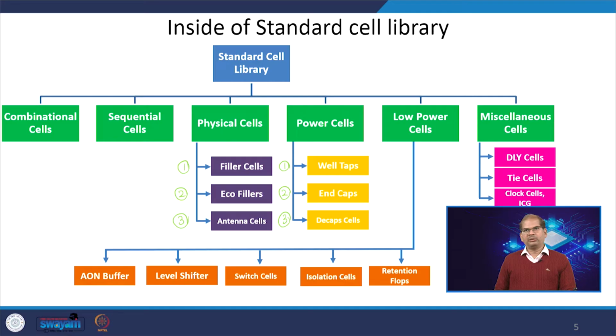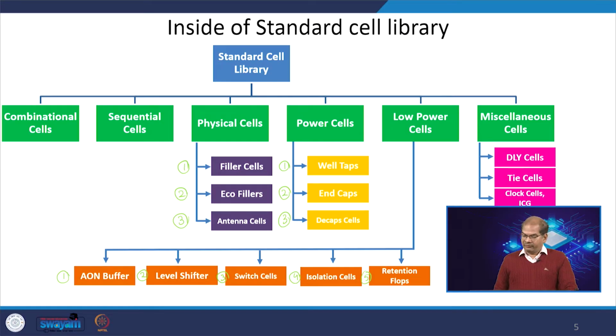For low power chips, multiple different things need to be considered when you are designing the chips. In that case, we have several things like always on buffers, then level shifters, then switches, isolation cells, then retention cells. These are the variety of different techniques that can be adopted to design low power ICs.